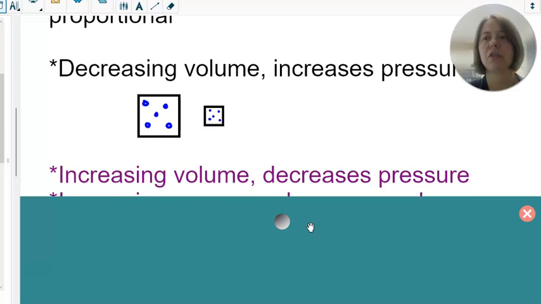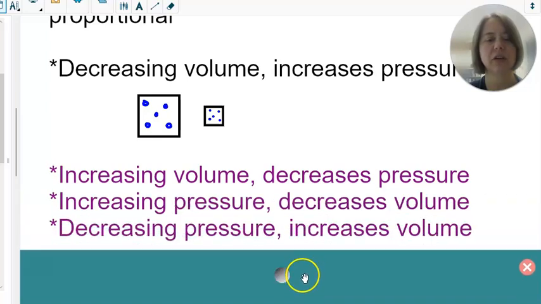Okay, and then all of the other relationships would be true. You don't have to write these down because you could probably figure it out. You can write it down if it would help you. If you increase the volume, that means the pressure is going to go down. If you increase the pressure, keeping everything else constant, you would have to decrease the volume. And if you decrease the pressure, keeping everything else constant, you would have to increase the volume.